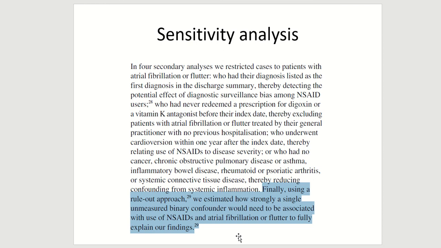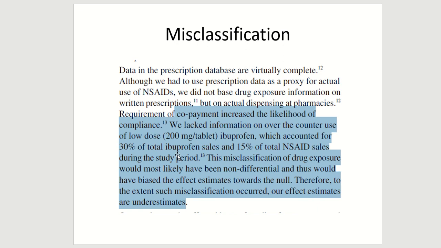They're working hard on addressing all problems. Also, finally, using a rule-out approach, we estimated how strongly a single unmeasured binary confounder would need to be associated with the use of NSAID and AFib or flutter to fully explain our finding. So they're doing more things to address all possible problems. However, the interesting thing is the last piece, because that relates to misclassification.